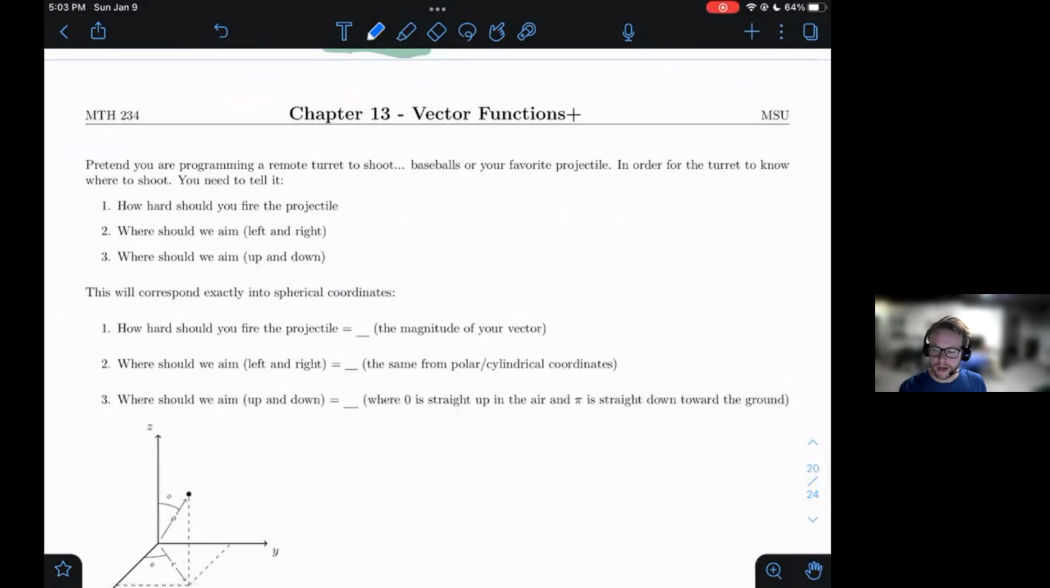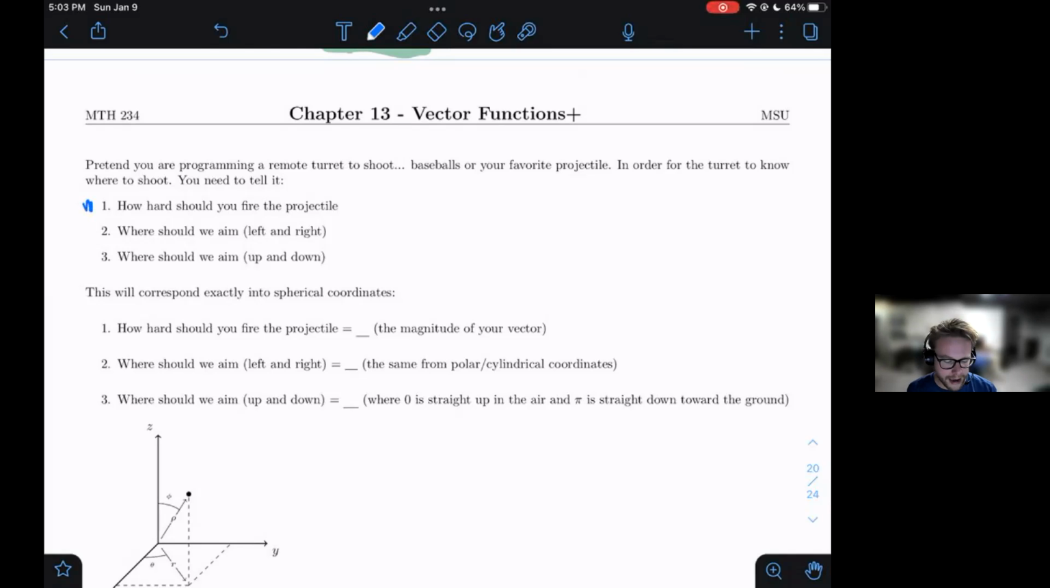Okay, the last bit here is that we're going to be talking about spherical coordinates. So if I imagine, say, some archer or some turret or something like this, some stationary thing that is shooting projectiles, baseballs, what have you, you need to tell it a few things in order to ideally hit your target. You need to say how hard should you fire the projectile?